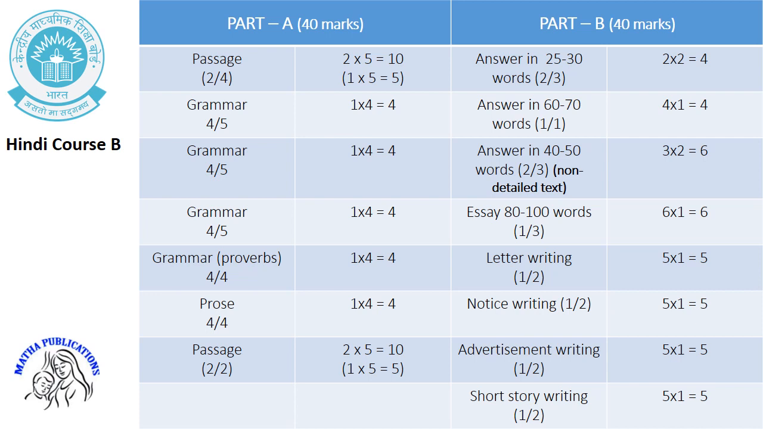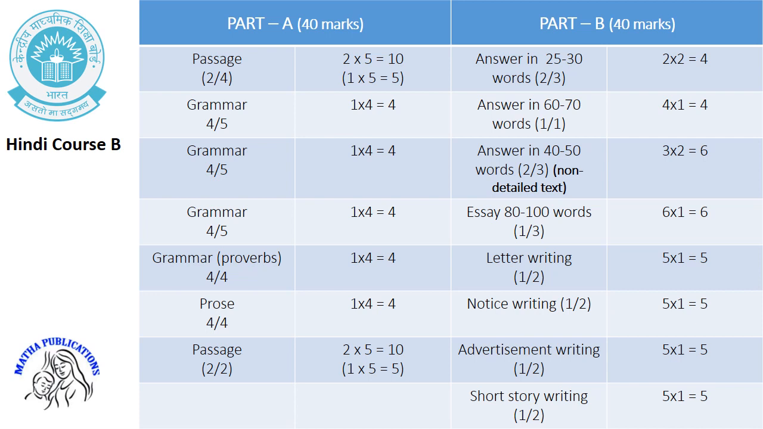After the grammar portions, objective type questions from a prose and any 2 passages from your textbook will be asked. The prose will have 4 objective type questions and the 2 passages will have 5 objective type questions each. This section will have no options. Each question carries 1 mark, for a total of 14 marks for these sections.